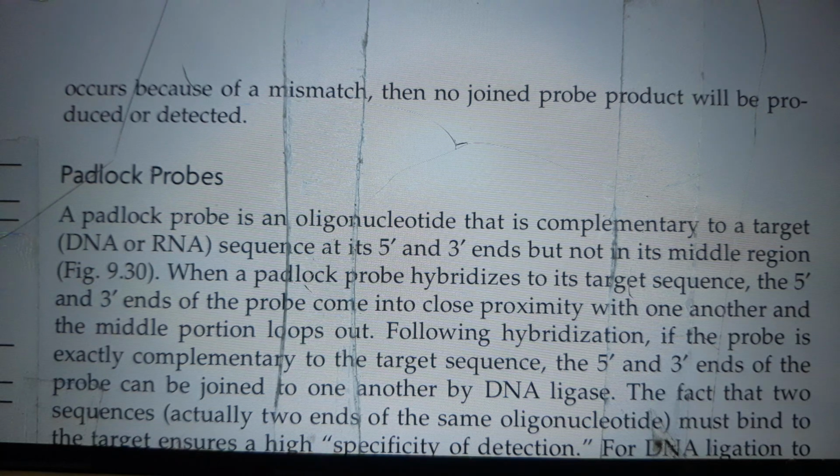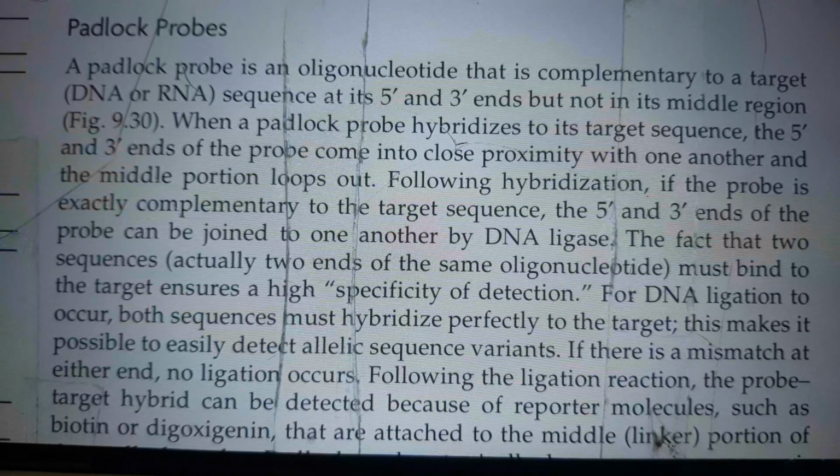Padlock probes. A padlock probe is an oligonucleotide that is complementary to a target DNA or RNA sequence at its 5' and 3' ends, but not in its middle region. When a padlock probe hybridizes to its target sequence, the 5' and 3' ends of the probe come into close proximity with one another, and the middle portion loops out. Following hybridization, if the probe is exactly complementary to the target sequence, the 5' and 3' ends of the probe can be joined to one another by DNA ligase.